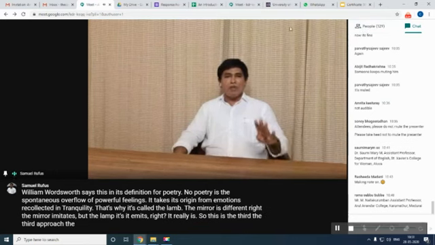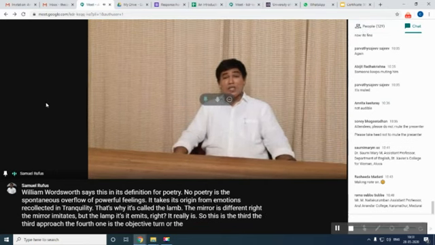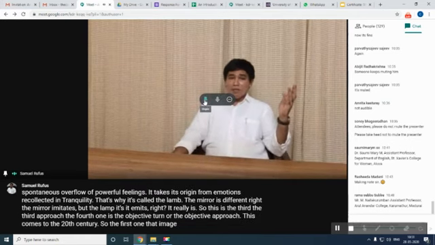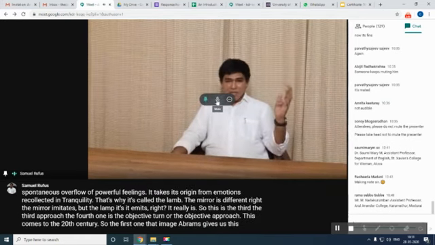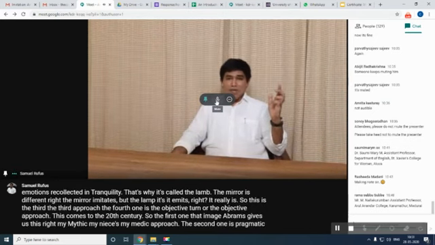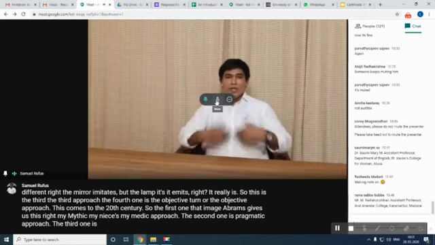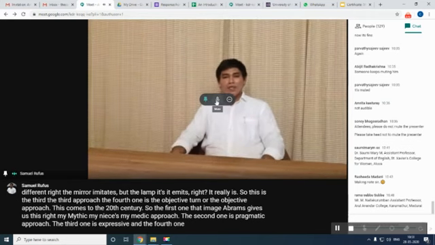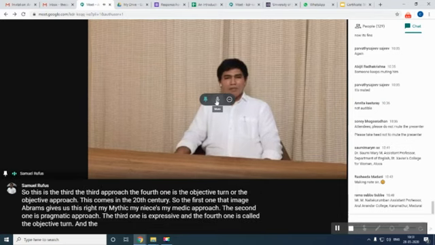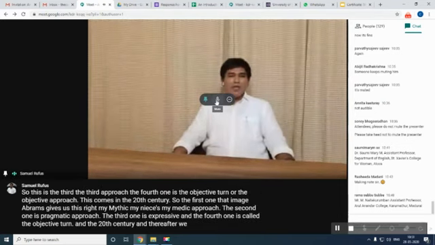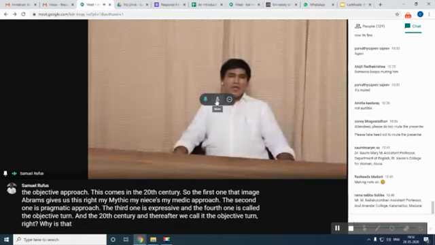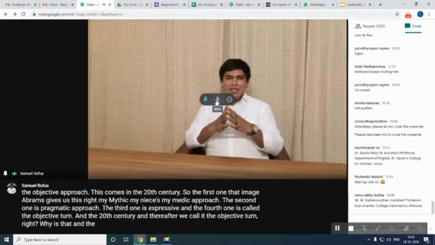The fourth one is the objective turn or the objective approach. This comes in the 20th century. So the first one that M.H. Abrams gives us is mimetic approach. The second one is pragmatic approach. The third one is expressive. And the fourth one is called the objective turn. In the 20th century and thereafter, we call it the objective turn. Why is that? The reason is very simple.